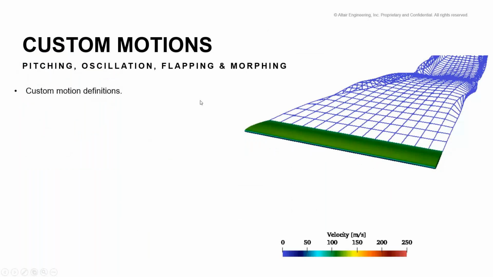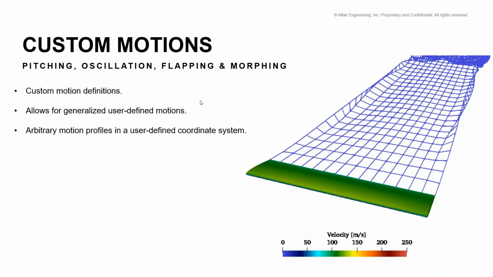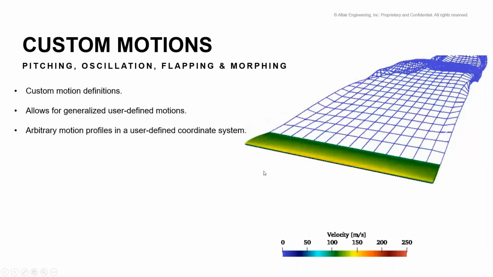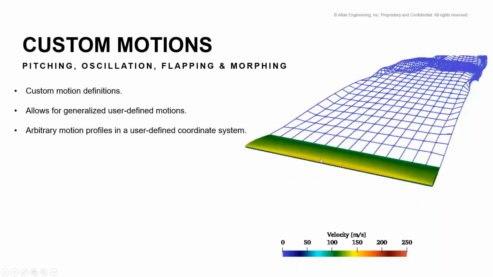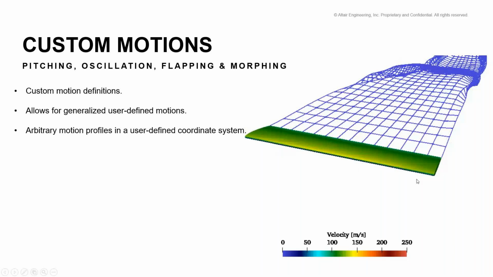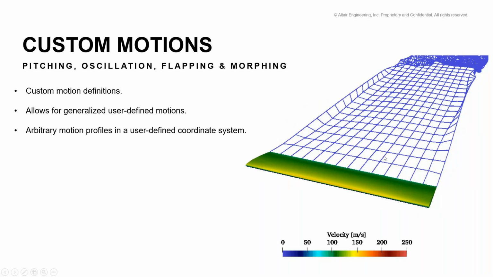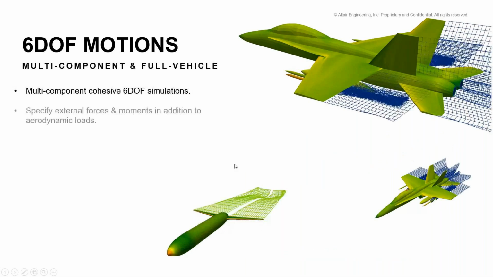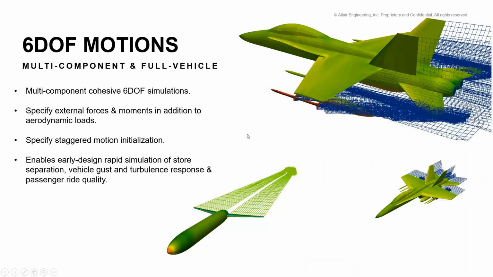So custom motions, like pitching, oscillations, flapping, and morphing. Those kinds of things we can definitely do with this FlightStream solver, which is unimaginable with RANS simulation software. It allows for user-defined motions. I mean, any kind of motion you can set up with the custom motion options we have. So I will be showcasing more on 6 degree of freedom motions, multi-component and full vehicle motion, right?